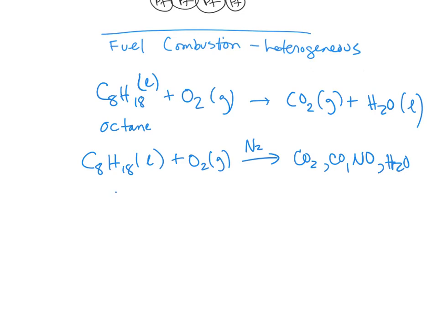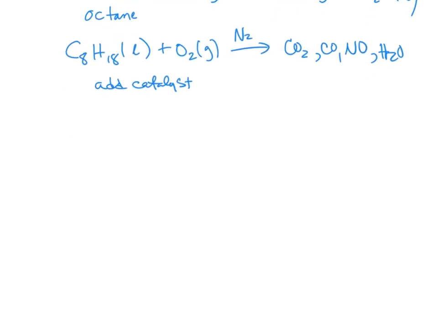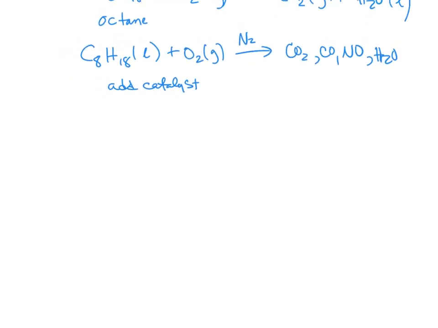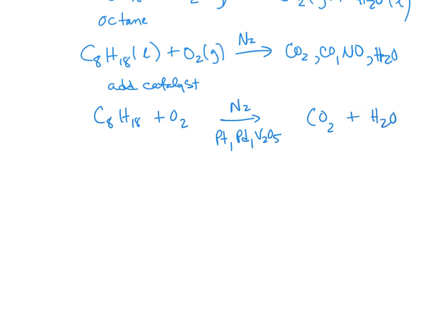And so you want to add a catalyst. Back in the, I'm going to say 70s, catalytic converters were invented for this purpose, to catalyze this reaction and eliminate the NO product. So you add a catalyst, you have C8H18 again, plus O2, and in the presence of nitrogen from the air, and then the catalyst was either platinum, palladium, or here's vanadium oxide, and lo and behold, the nitrogen side reaction was suppressed. You get CO2 and water back again.